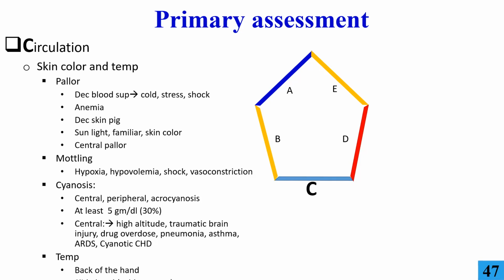Remember that if the skin has pigmentation changes, you might have a problem diagnosing pallor. Remember to check in sunlight, not artificial light. Be familiar, and also you have to know the skin color of that person before you assess. Remember also to look for central pallor. In central pallor you either look at the tongue or look at the sclera at the palpebral fissure.